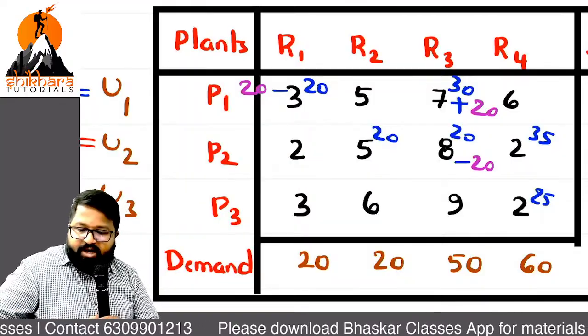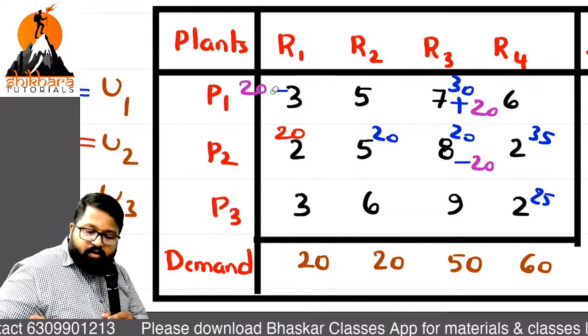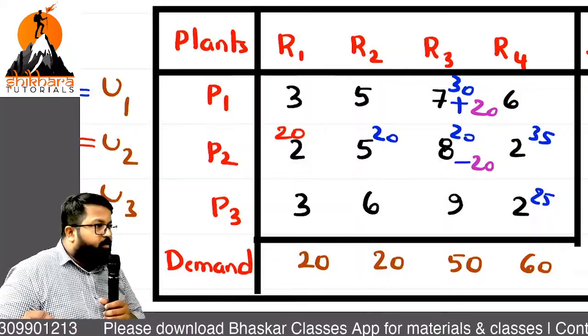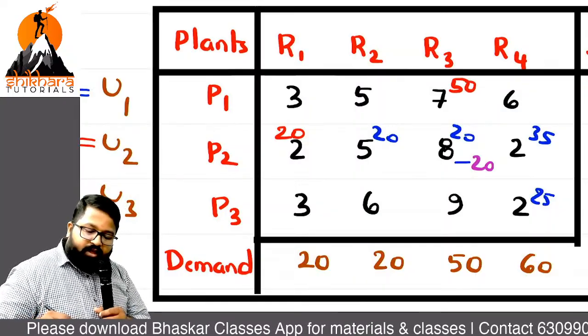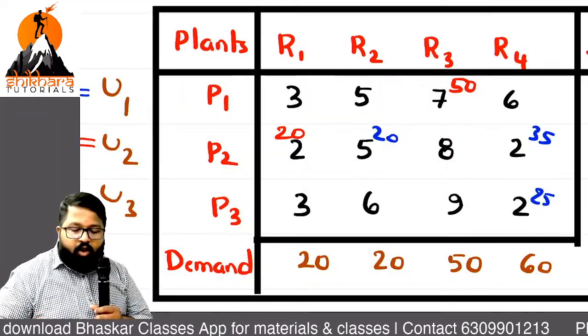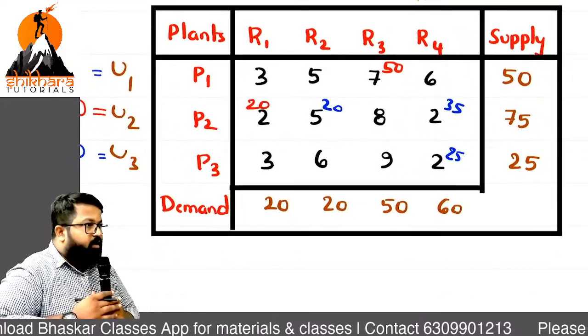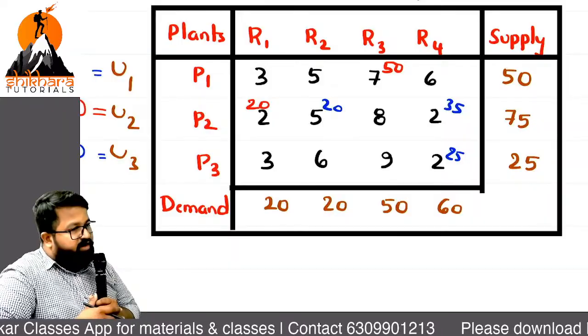So what is the allocation made by us here? 20. And here it is 0 because of the net effect. And here how much? 50. And here it is 0. 0 need not be written. And now the new allocations are here. What are the new allocations? First one we changed, 50.